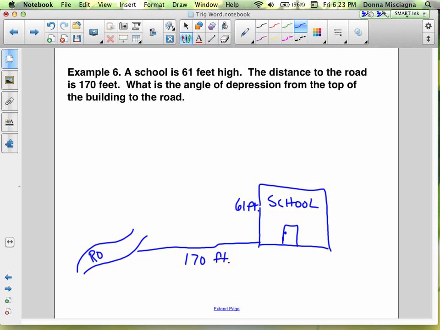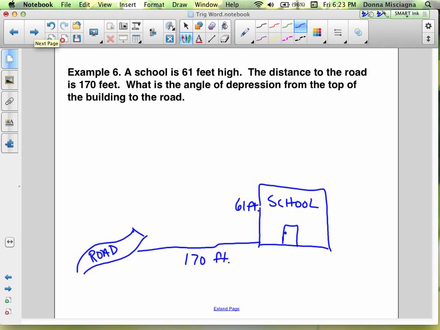Road. And it just ends, apparently. I'm not too good at drawing three-dimensional here. All right, so what's the angle of depression from the top of the building to the road?